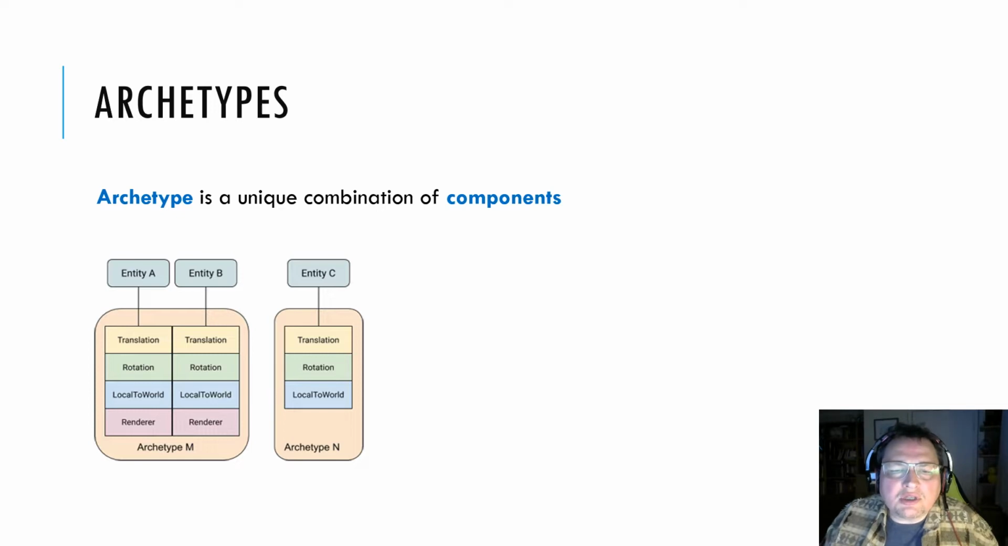So you can notice that in our diagram we have two different archetypes. One archetype contains four components: translation, rotation, local to world, and renderer. And the second archetype is similar, but it does not contain renderer. For a system which we saw in the previous slide, both of these archetypes are good because this system consumed translation and rotation, and produced local to world.